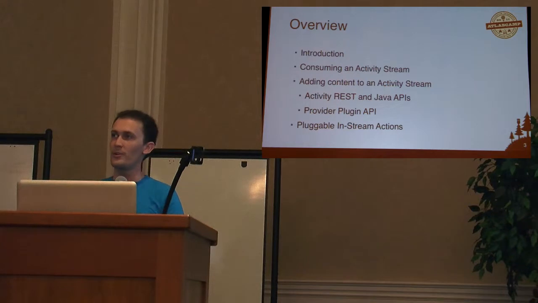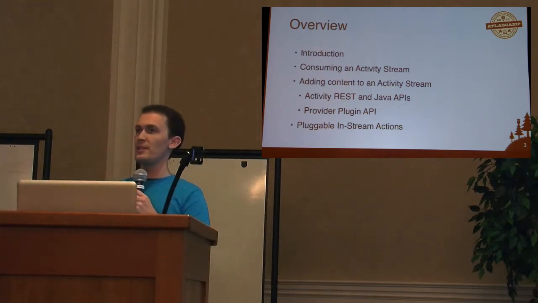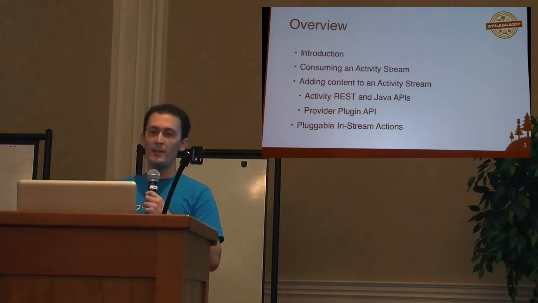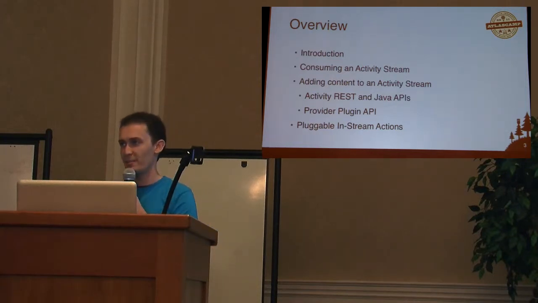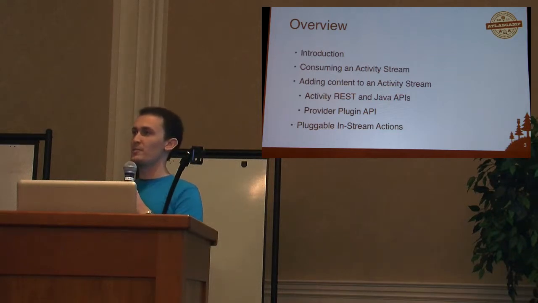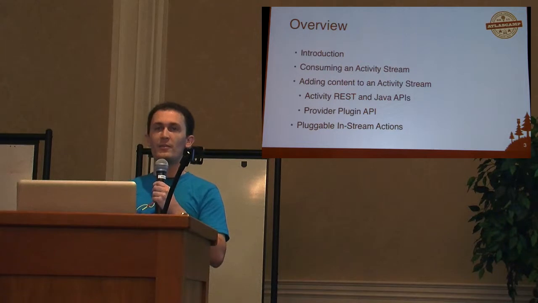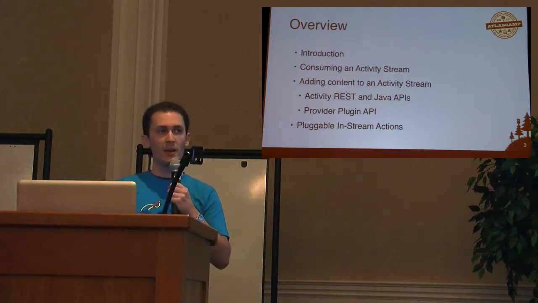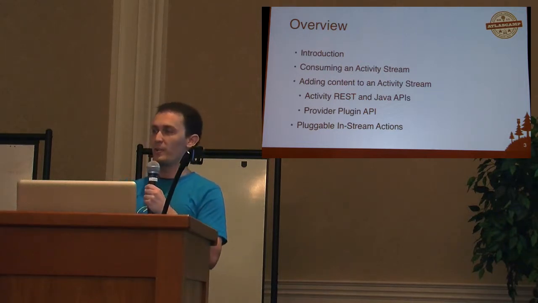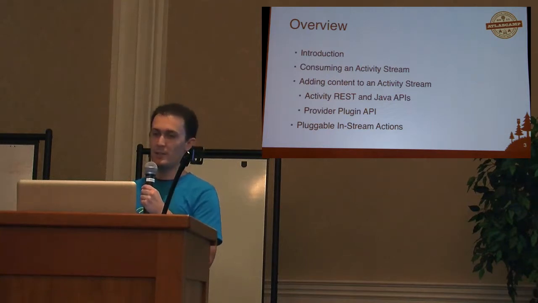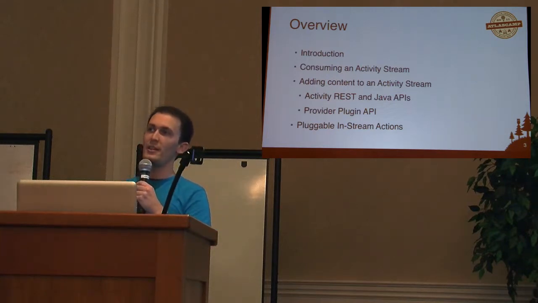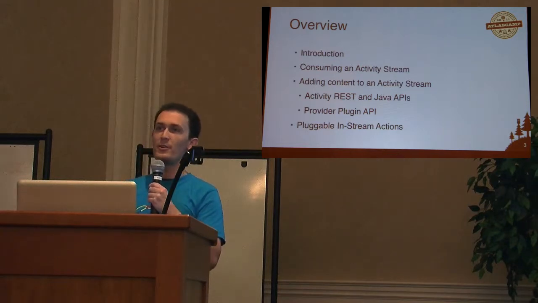So first, I'll be going over what are activity streams, and I'm going to highlight some of the new features and APIs that we've added. I'll then be discussing how to consume an activity stream and the benefits of doing so. And then we'll be going into the most interesting part of the talk, in my opinion, how to add your own custom third-party content to your activity stream, and the 3 APIs that we provide for doing so: the Activity REST API, Activity Java API, and the Provider Plugin API. And lastly, we'll be discussing Pluggable In-Stream Actions and how those can greatly enhance your user experience.